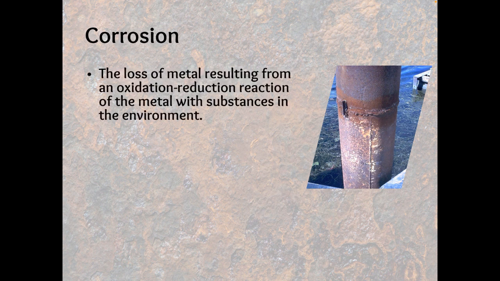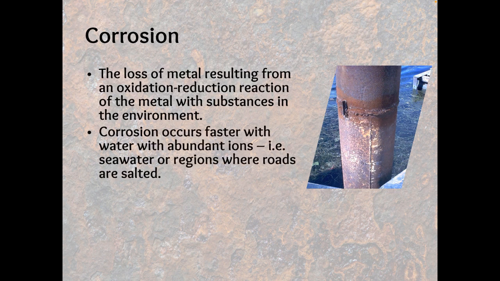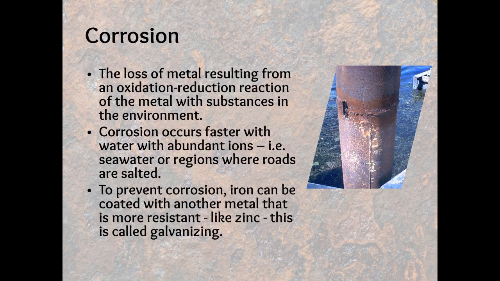Corrosion, very similar. It's the loss of metal resulting from an oxidation reduction reaction of that metal with substances in the environment, again, such as oxygen and water. Corrosion occurs faster if water has a lot of ions in it, such as salt water, or places where the roads are salted, maybe due to winter weather. Corrosion is going to happen faster in environments like that.